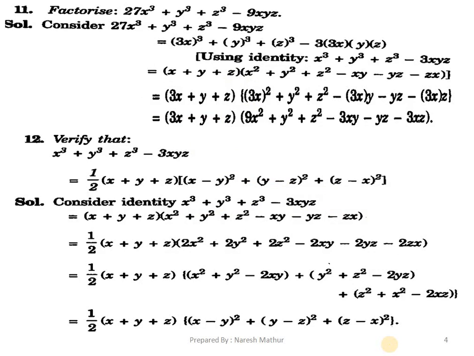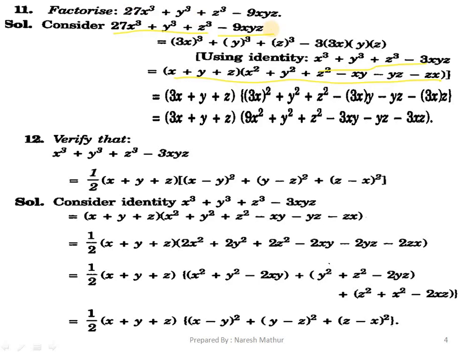Now we are going to use one more identity, that is x cube plus y cube plus z cube minus 3xyz equals x plus y plus z times (x square plus y square plus z square minus xy minus yz minus zx). Now we have a question, 27x cube plus y cube plus z cube minus 9xyz. We are going to arrange this question according to this identity, that is in the form of x cube plus y cube plus z cube minus 3xyz.